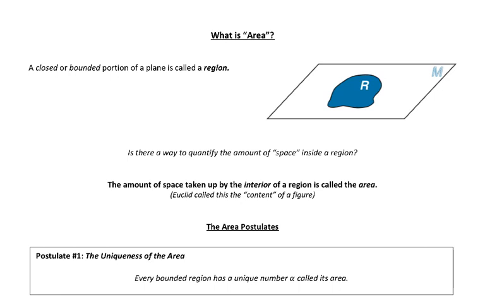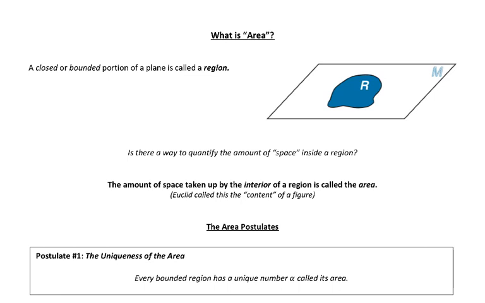In order for us to do that, we first need to establish some vocabulary and some undefined terms. The first term is what a region is, just because in order to address what area is, we have to talk about what it's a property of. Area is a property of a region. A closed or bound portion of a plane is a region.